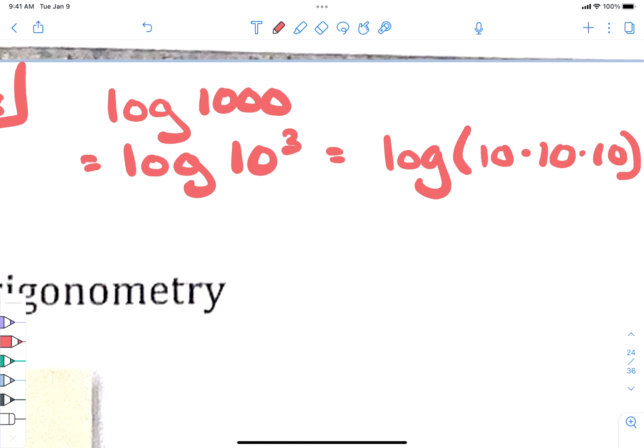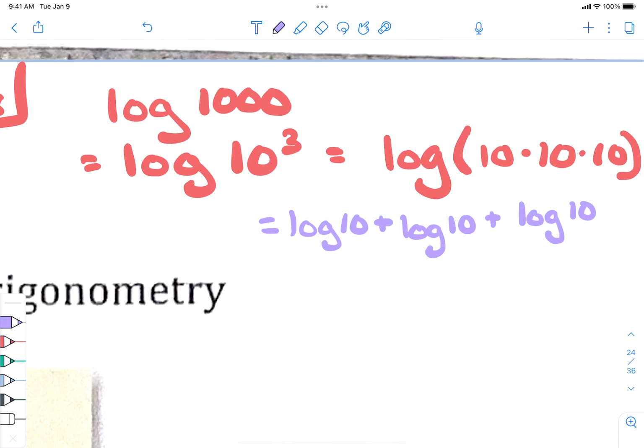But we just had a rule that said that if you're multiplying, you can add. So log of 10 times 10 times 10 is the same thing as log 10 plus log 10 plus log 10, and that can be simplified as 3 log 10s. That's how many there are.